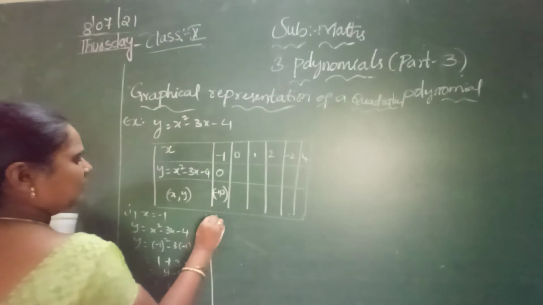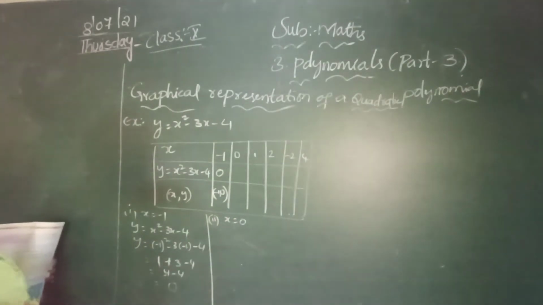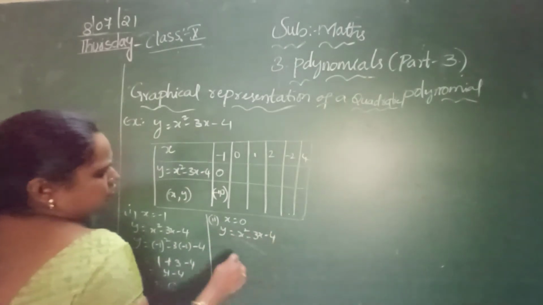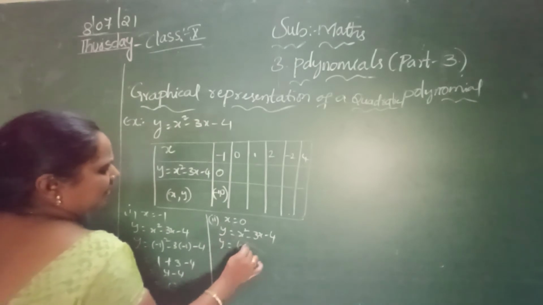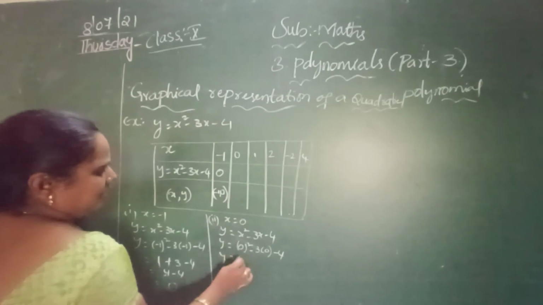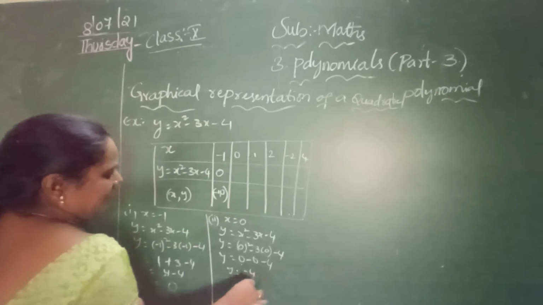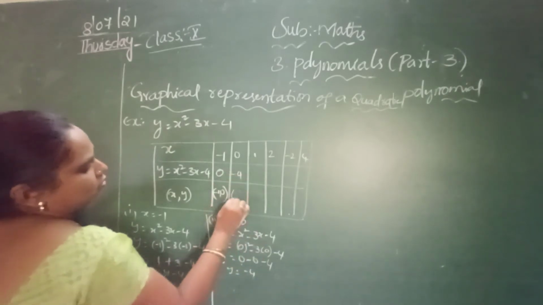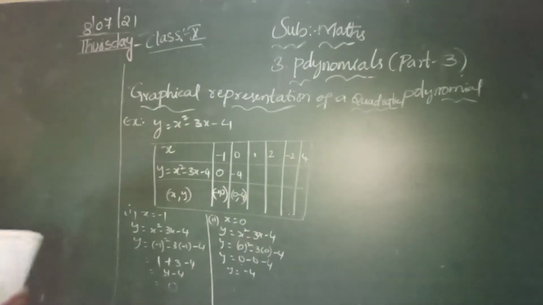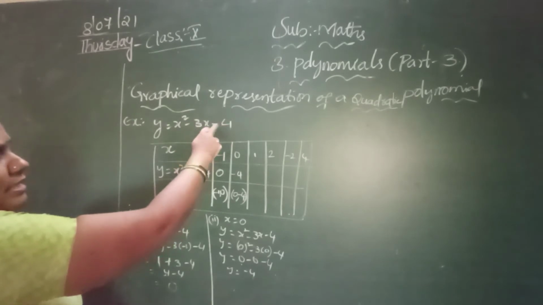We will see the next, second case, x equals 0. I am substituting x equals 0 in the y equation to get the y value. So y is equal to 0 square minus 3 zeros are 0, minus 4. So the answer I got here is minus 4. So 0 comma minus 4. If I substitute 0 in the x place, we are left with only minus 4.